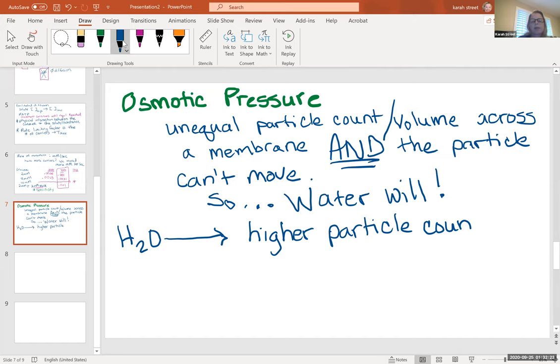Another way of saying that, in the video that we saw on Monday, water will go from high water potential to a lower water potential.